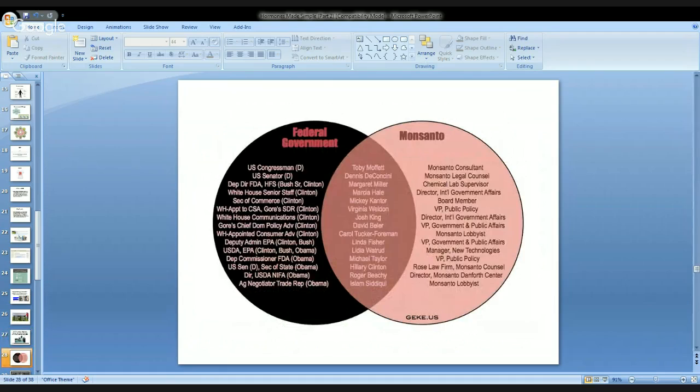Now, I don't know if you can see this slide, but there's a little bit of a conflict of interest between Monsanto, who makes glyphosate or Roundup Ready, and the federal government. A lot of the people who worked for Monsanto, even the vice president, and even someone elected to the Supreme Court, used to work for Monsanto. So you're wondering why there's so much corruption, but you don't have to look very far.